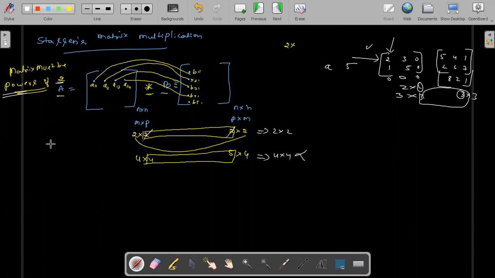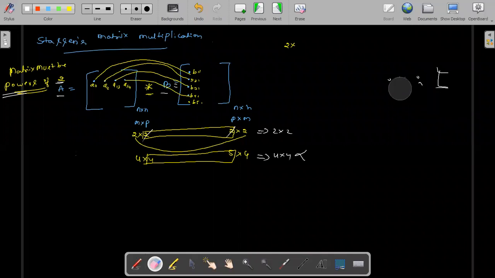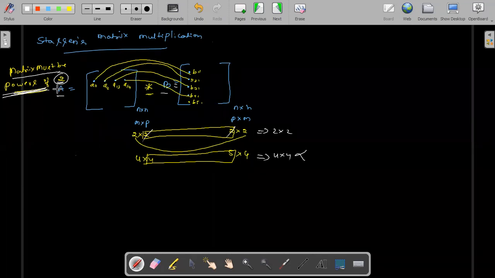Okay now. So that is the reason why I said all these things. When you're doing matrix multiplication, it should be powers of 2. Please be careful. It should be powers of 2. So that's one.